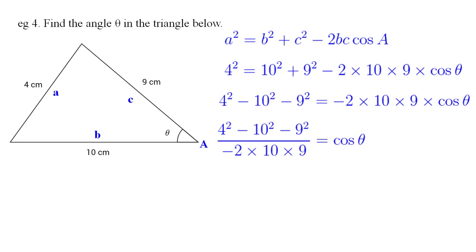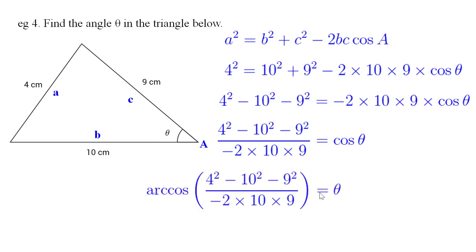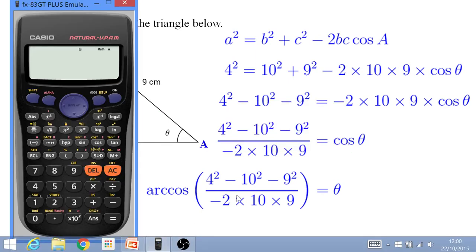And just like inverse sine, our inverse cosine we can write as r cos. And that will save us problems later on over writing cos to the minus 1. From there, we can enter this all into the calculator. On the calculator, you do have to use cos to the minus 1.